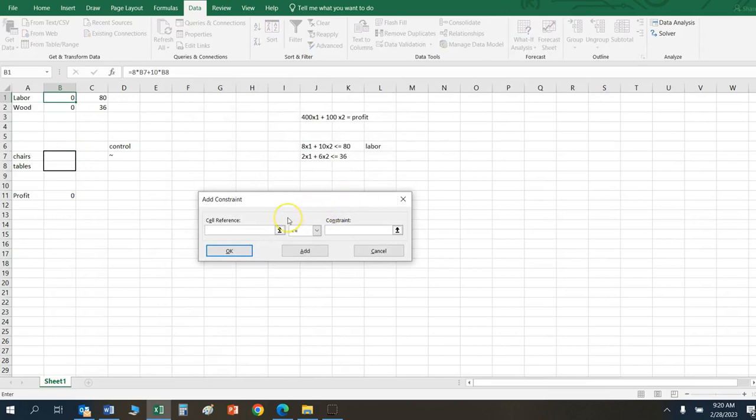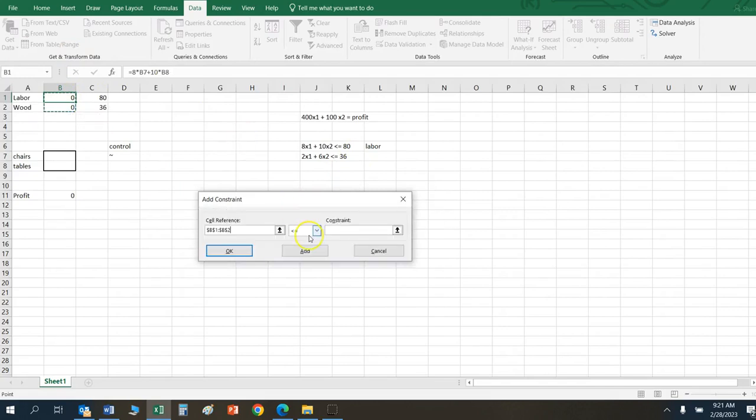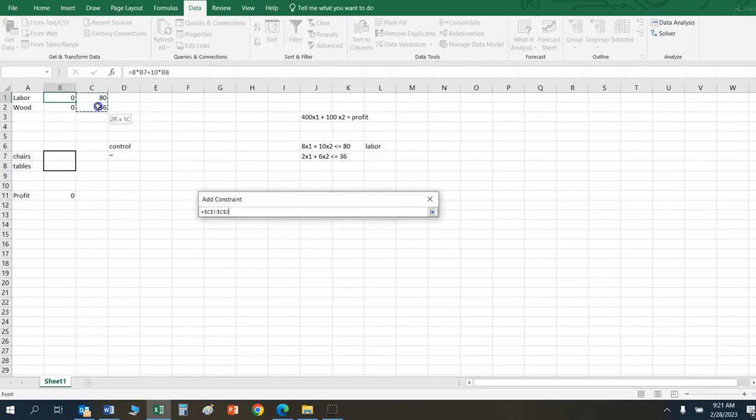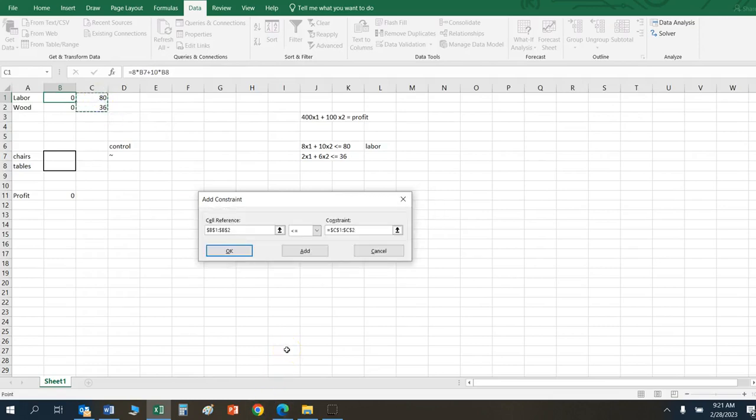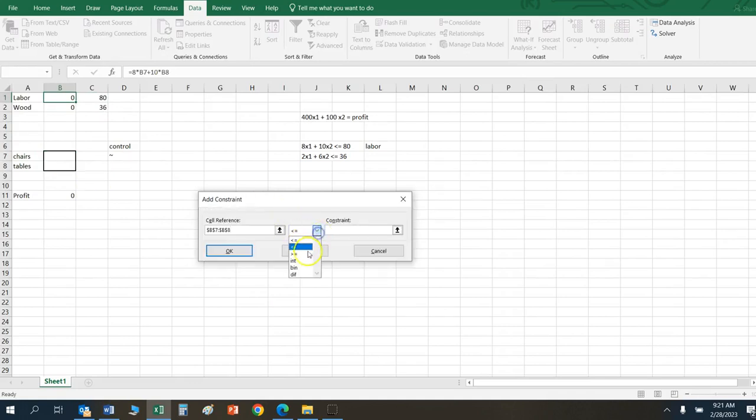Now here's one thing that I haven't shown y'all yet. Since the labor and wood are both less than or equal to, we can say that B1 and B2 need to be less than or equal to C1, C2. That only works if the inequality is going the same way. Add our decision variables B7, B8 greater than or equal to 0.